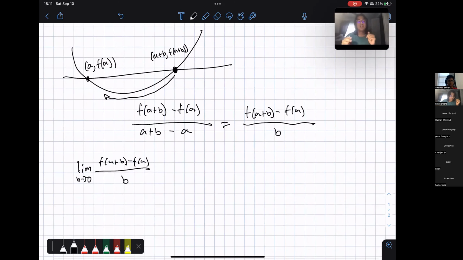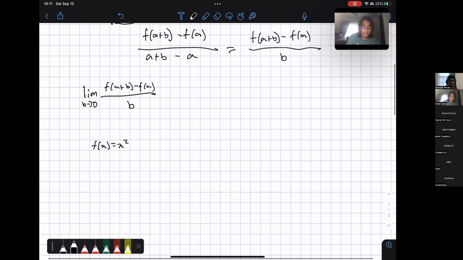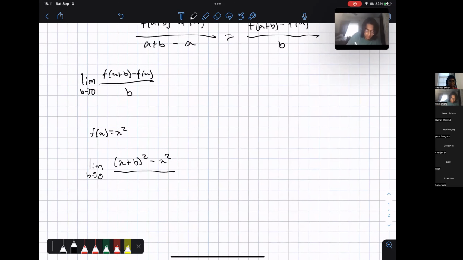So let's look at some actual examples of how we can use this. Let's start with f of x equals x squared. We want to find the derivative of f of x equals x squared. Remember, that's equivalent to asking what is the tangent line at every point on the graph? Using the formula we got here, we can write this as the limit as b approaches 0 of (x plus b) squared minus x squared, all over b. If you don't know where I got that, I just replaced a with x and kept b the same.